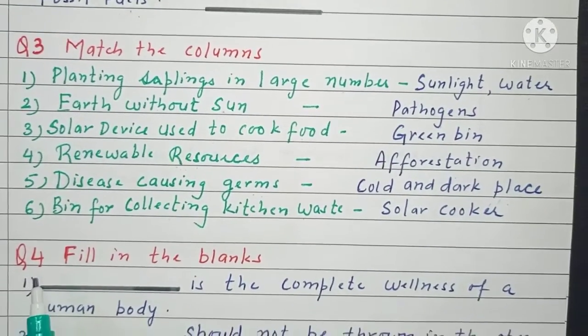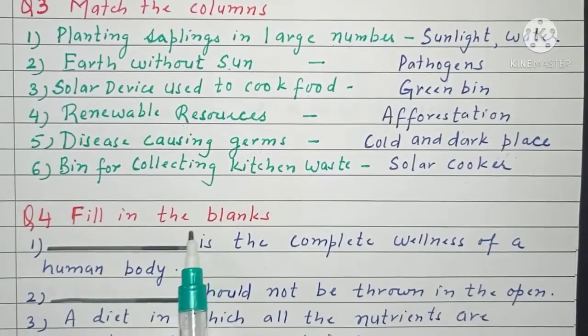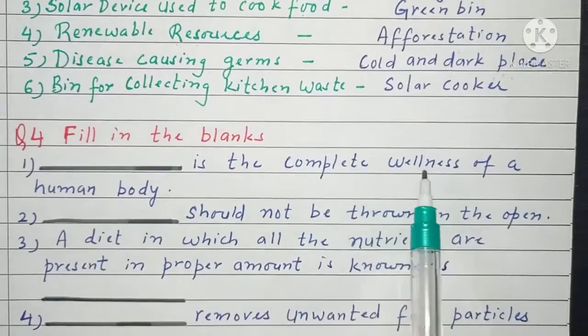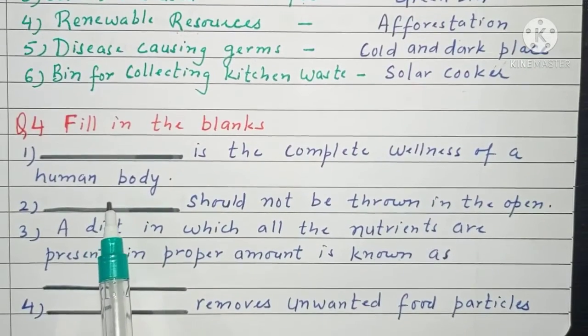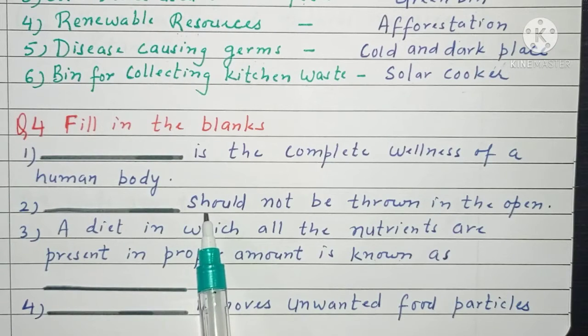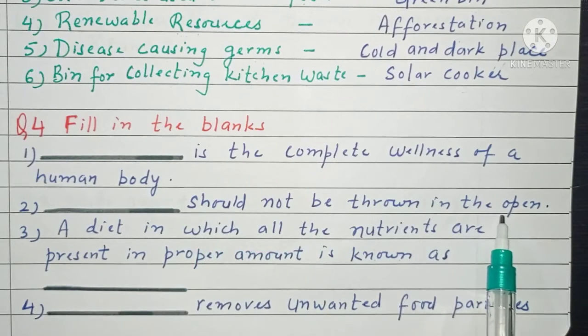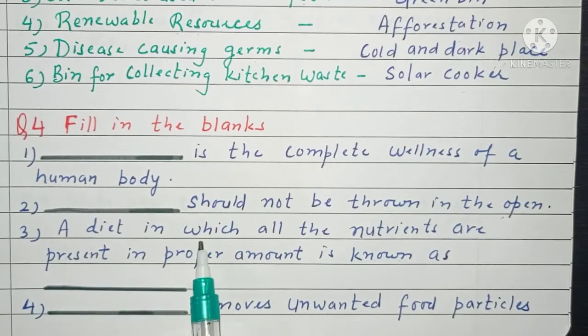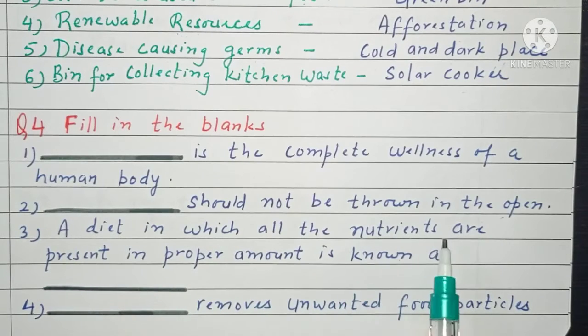And now we'll be discussing the fill in the blanks. Number 1, the complete wellness of a human body, it is health. Number 2, what should not be thrown in the open? It is garbage. It should not be thrown in the open. And then a diet in which all the nutrients are present in proper amount is known as a balanced diet.